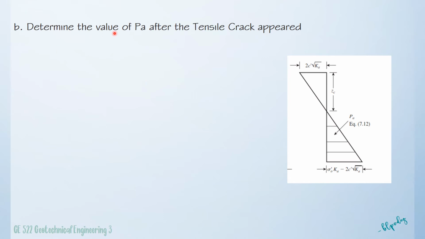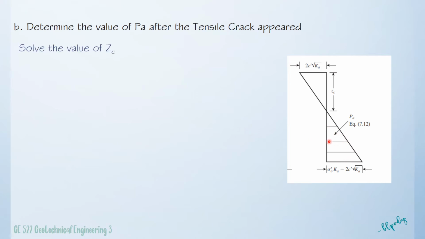Next, we determine the value of the force per unit length after the tensile crack appeared. After the tensile crack appeared, it is already this part. Before, we considered everything. After, if this is the 0, and this is where the tensile crack appeared, then this is the only area that we are to consider.